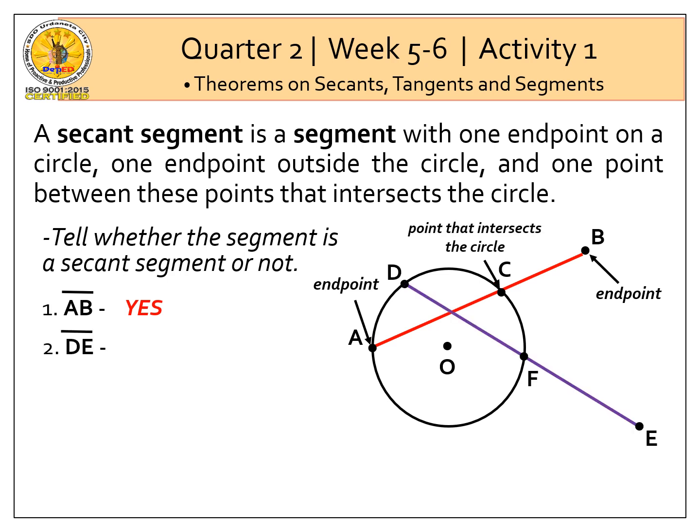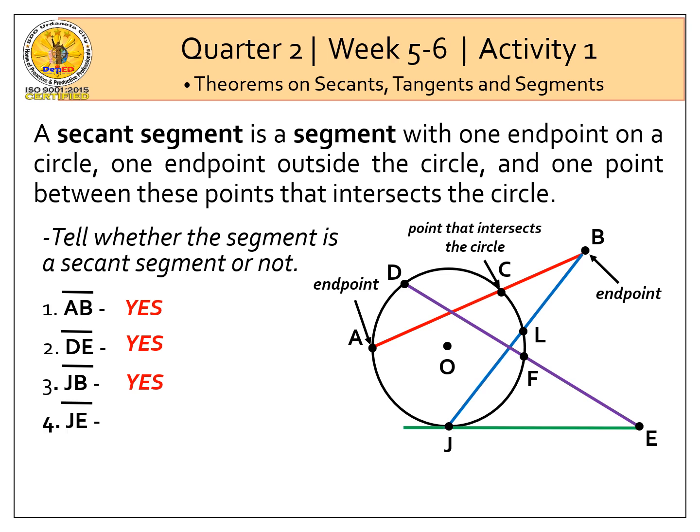Number 2, line segment DE. Line segment DE is also a secant segment. Point D and point E are the endpoints, while point F is the point that intersects the circle. Number 3, line segment JB. Line segment JB is also a secant segment. Point J and point B are the endpoints, and point L is the point that intersects the circle.